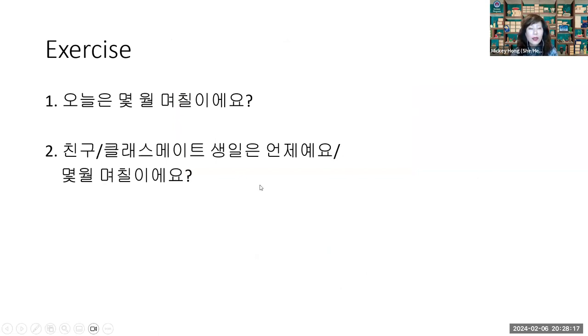So you can write what today's date is. 오늘은 몇월 며칠이에요? And then you can ask your friend or classmate when their birthday is by asking 생일은 언제예요? If you're just asking a general question, it will be 생일이 언제예요? When is your birthday? Or 생일이 몇월 며칠이에요? What month and day is your birthday?